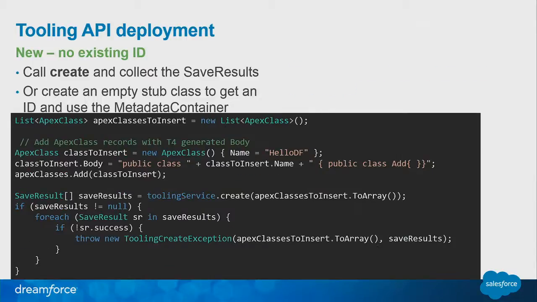Let's go back. There is an alternative path to this for where we don't have an ID for the class. What we could actually do is just create a stub class with no body but the correct name, and then use that as a way to get the ID that we can pass along to the metadata container.